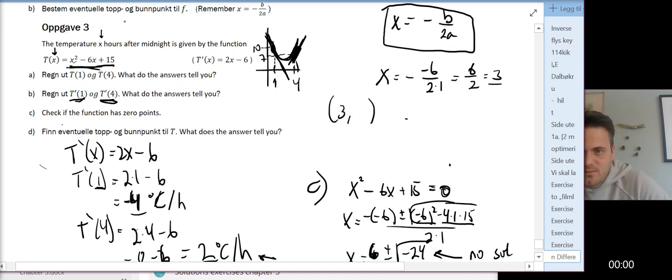But remember, this is a parabola. It's either like this or like this. But the term in x squared is positive, which means it's smiling. It's not like this. It's like this. So this is a minimum point.